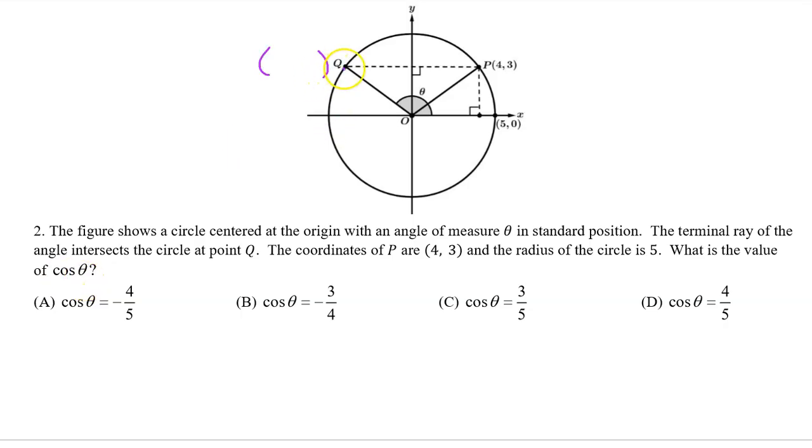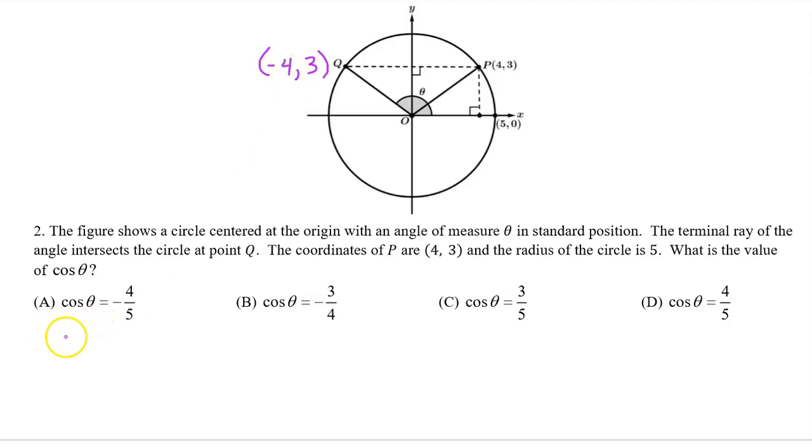To answer this question, we need the x value and the y value of Q. In other words, we need the horizontal displacement and the vertical displacement of point Q. Because the point Q is at the same height as point P, it has the same vertical displacement, the same y value. So it'll be something, 3. The horizontal displacement of point P is 4. Therefore, the horizontal displacement of point Q will be -4.